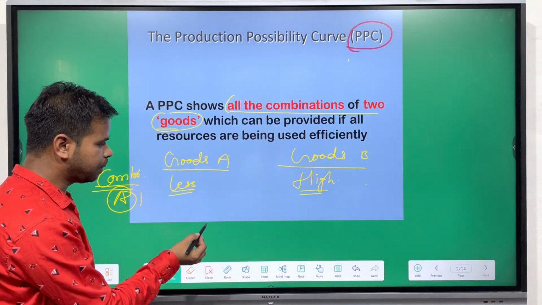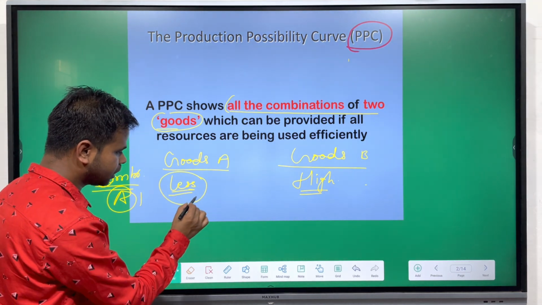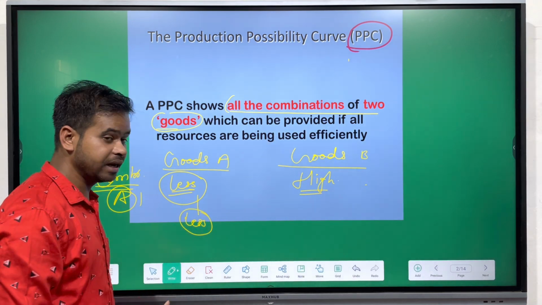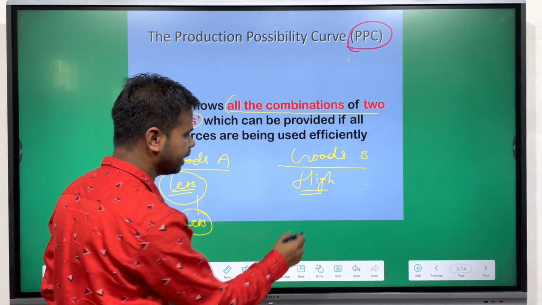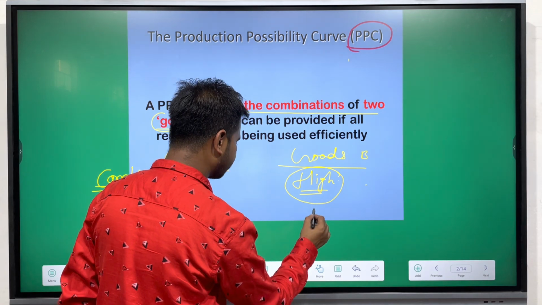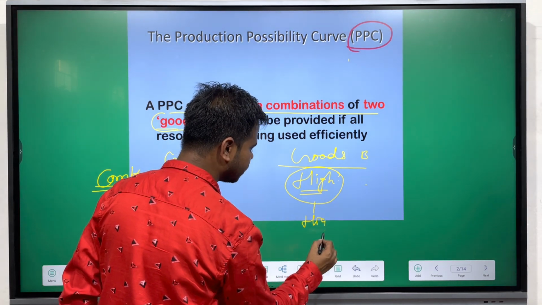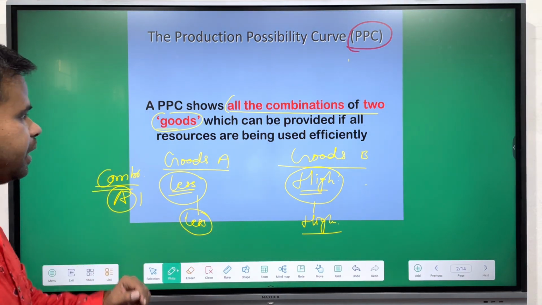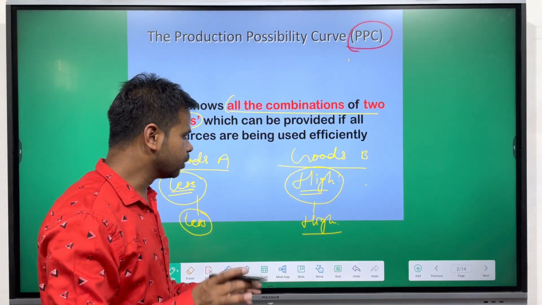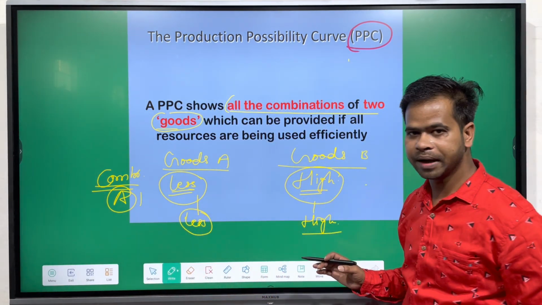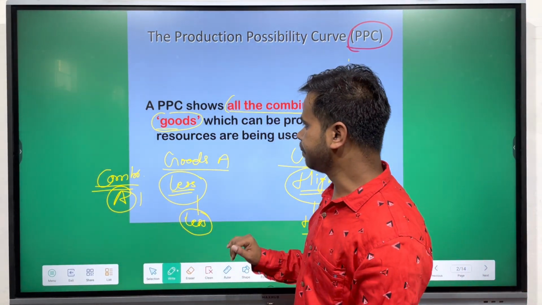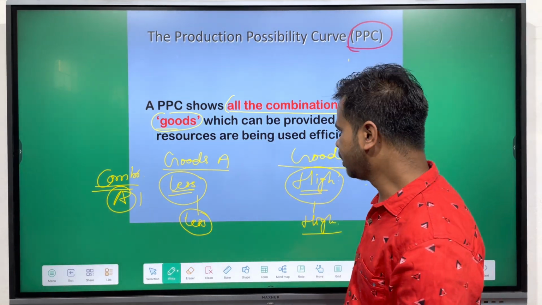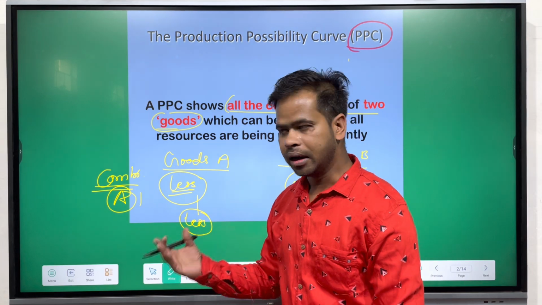If we apply less money, the production will be less. And in the other good, if we apply more money, then production will be high. So this is the concept of the production possibility curve. We have to produce two goods at a time, within the given capital and labor. Now we will see some examples of this.